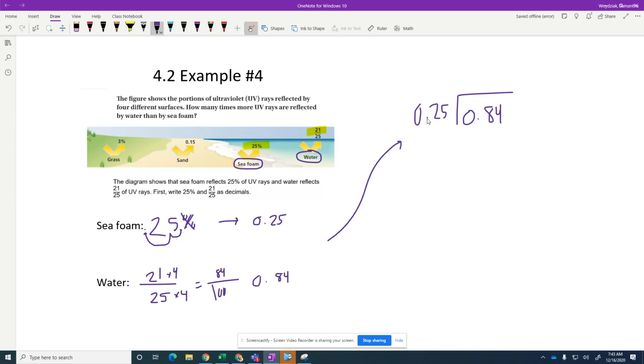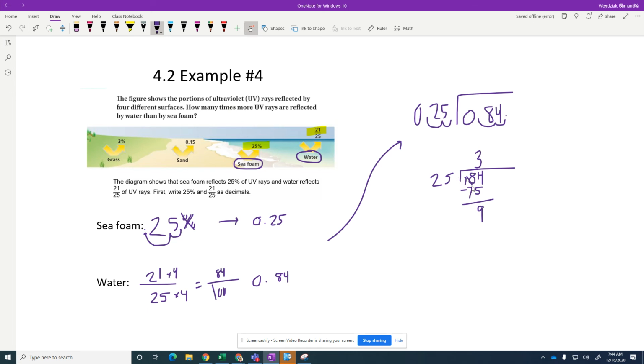When I do this, I know I cannot have a decimal in my divisor, so I move it 2 times to the right. I multiply it by 100, so that means I have to do the same thing here, 1, 2. So now I end up with 25 as my divisor, and I end up with 84 as my dividend. So 25, how many times does it go into 84? I know it goes in there 3 times and it equals 75. When I subtract, I end up with a 9 here.